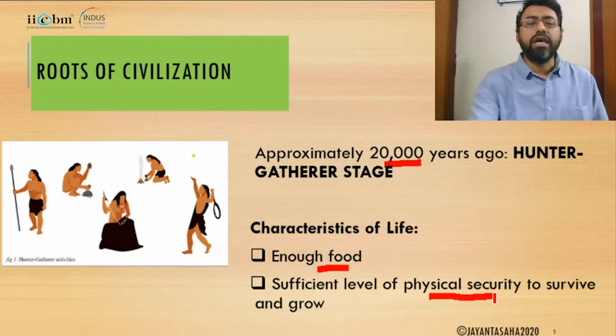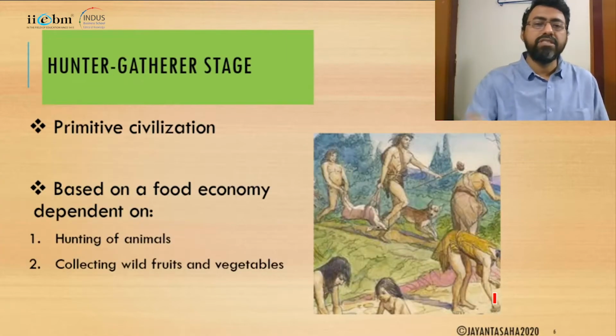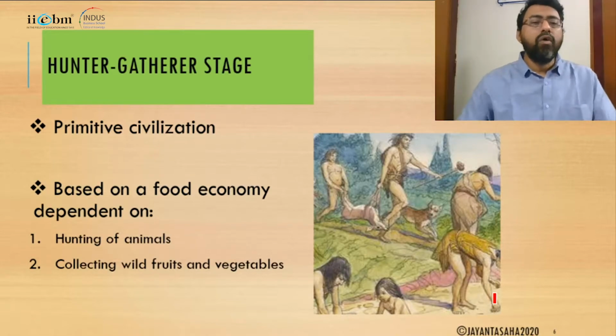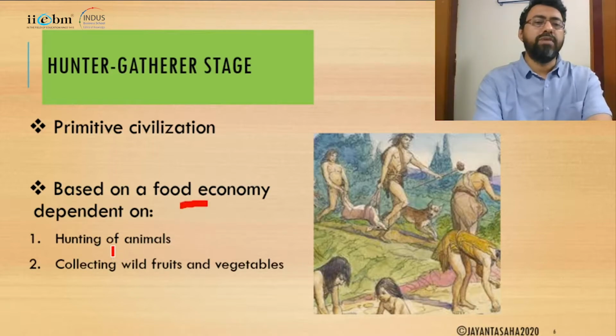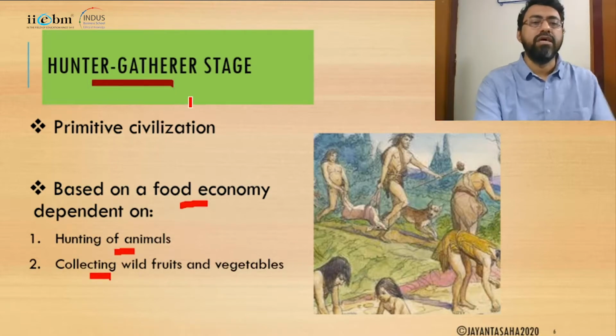So this is the hunter gatherer stage. The way people subsisted was essentially a food economy. So how people subsisted was by hunting of animals, as we have just seen, and collecting of wild fruits and vegetables. So they were hunters and gatherers. They used to hunt animals and they used to gather fruits and vegetables.